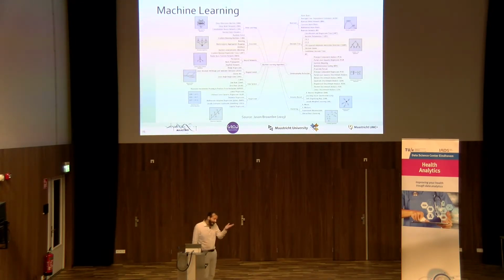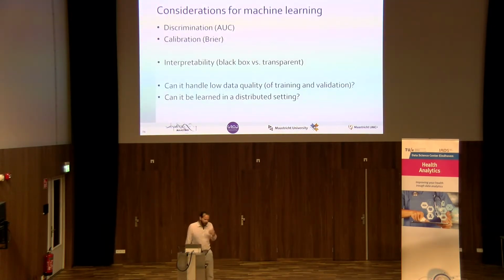Which machine learning algorithm do you choose? Well, there are literally 100 of them. What we usually look at are a few things. The first is, how good is it in this AUC thing? How good is it at splitting the population into a surviving and a non-surviving population? That's the first question, right? You want to have power.